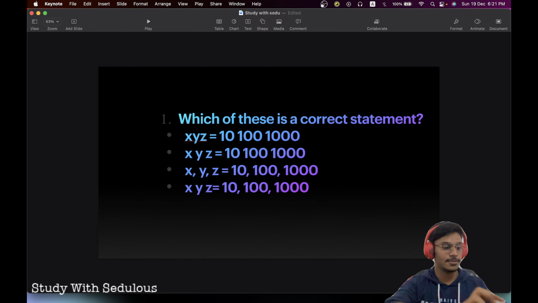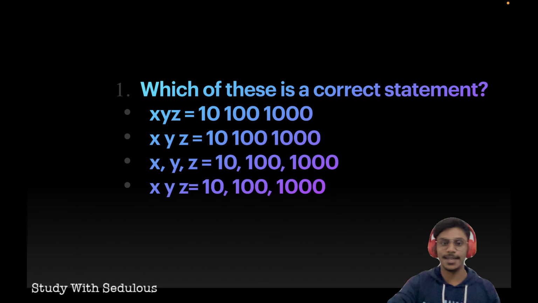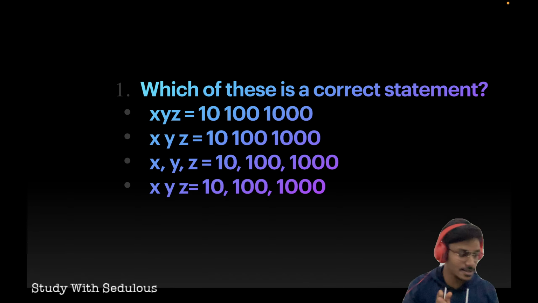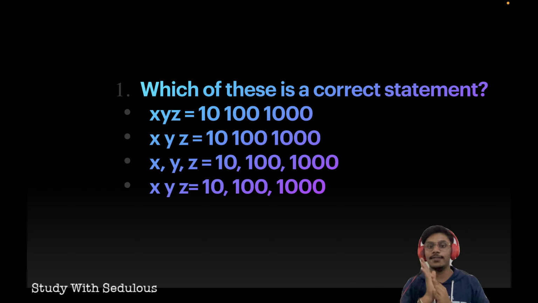Okay, fine. I will do the honor of answering the question. It's very simple. It is option C. Why? Because x, y, z, we are actually taking 3 variables and then giving them 3 other numbers. So it is option C.